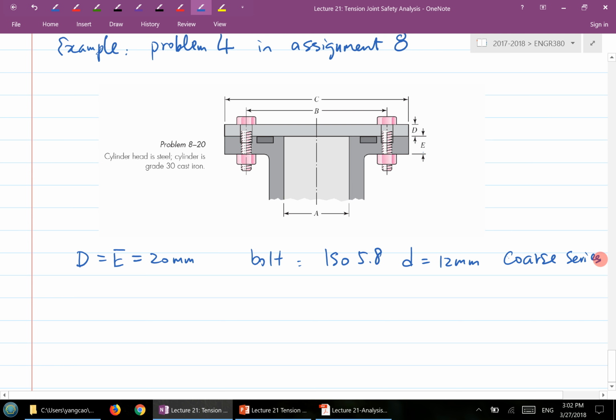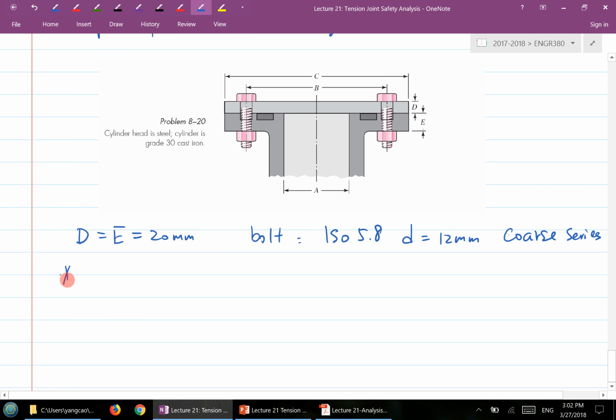See, all of the keywords, you've got to be careful when you see the keywords here, so that when you look up the table, you look at the right place to find the right information. What else is here? Basically, there are a few more. It says the effective sealing diameter is 150 millimeter.